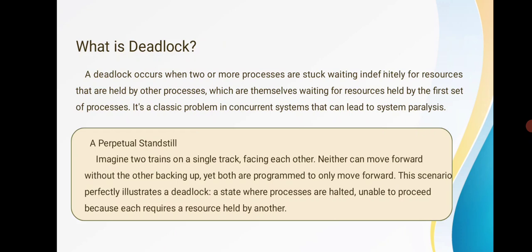The first one is request. A process may ask for a resource. The resource may be a printer, a memory block, or a file. And then use: the process utilizes the resource for its task. Once the process finishes its work, the resource is released. Release means the process frees the resource, making it available for others.